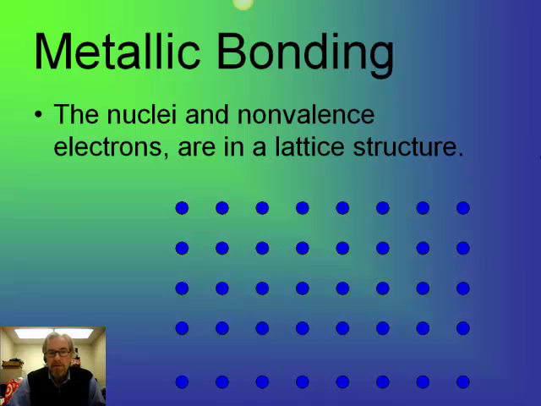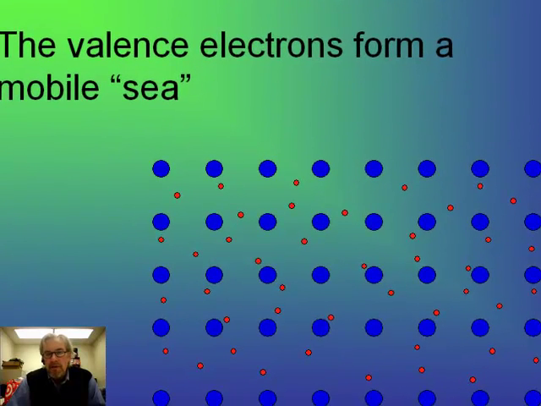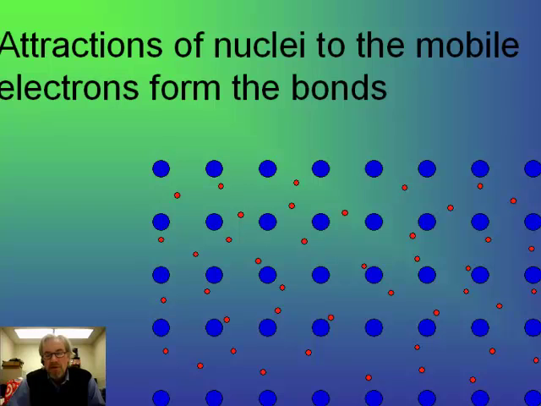In metallic bonding, the nuclei, the protons and neutrons in the nucleus, and the non-valence electrons, so all those electrons that are not in the highest energy level or the highest shell, they're in a lattice structure. In other words, what that means is they're in this sort of a grid, and each nucleus is centered in a certain position. And the valence electrons, the ones that are in the highest shell, well, they're free to float around within this grid of nuclei and non-valence electrons. And it's called like a sea. They're mobile, they're movable. Well, the attractions of the nuclei to these mobile electrons are what form the bonds.